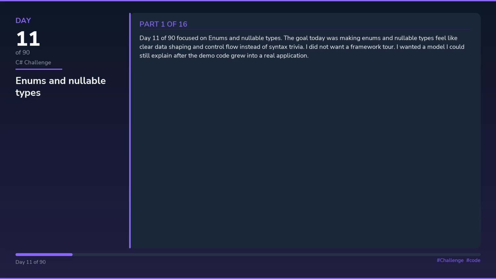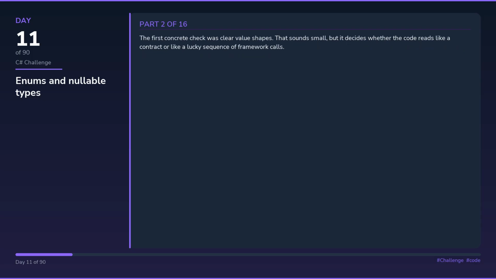Day 11 of 90 focused on enums and nullable types. The goal today was making enums and nullable types feel like clear data shaping and control flow instead of syntax trivia. I did not want a framework tour. I wanted a model I could still explain after the demo code grew into a real application.